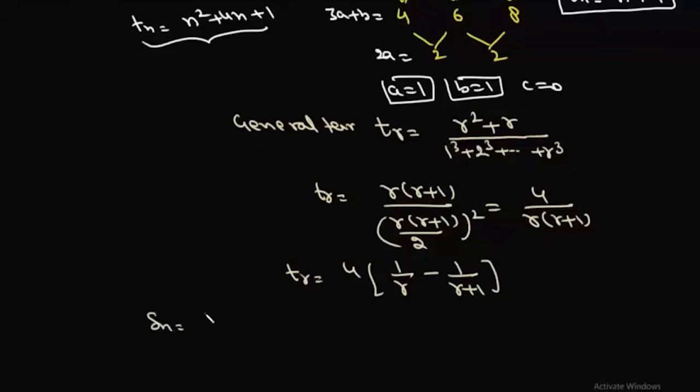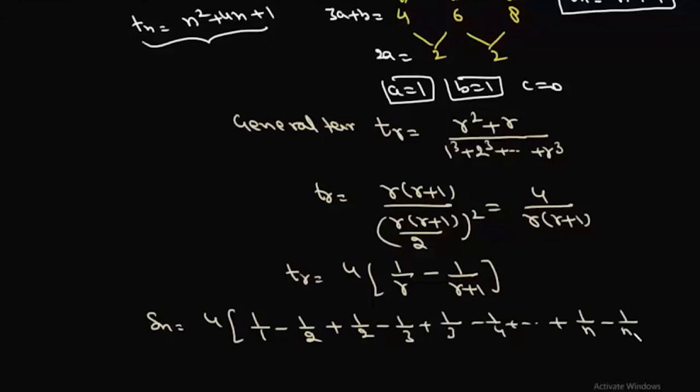So Sn will be 4 times: putting r as 1, it will be 1 upon 1 minus 1 upon 2. If we put r as 2, it will be 1 upon 2 minus 1 upon 3. Then 1 upon 3 minus 1 upon 4, and I will continue up to 1 upon n minus 1 upon n plus 1. Now here 1 by 2, 1 by 3 will cancel. So what we'll get is Sn equals 4 into 1 minus 1 upon n plus 1, which is 4n upon n plus 1.